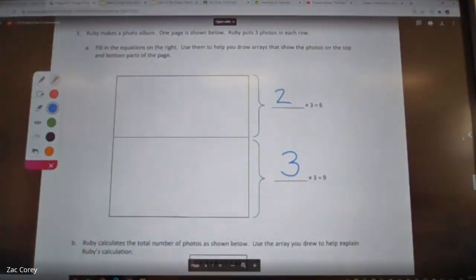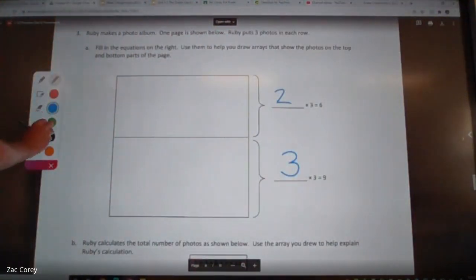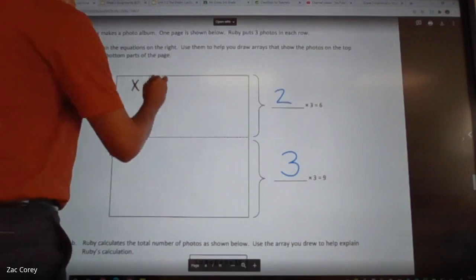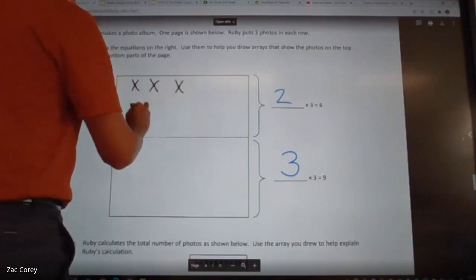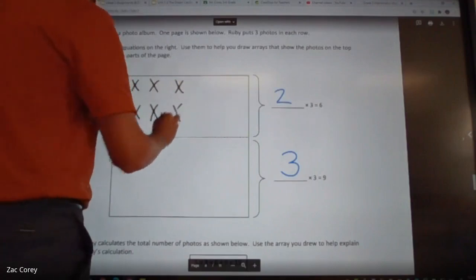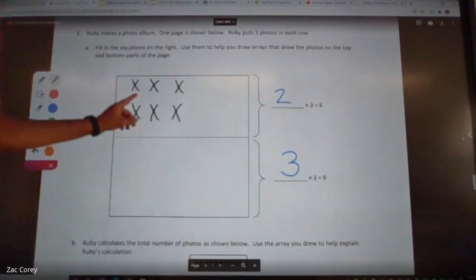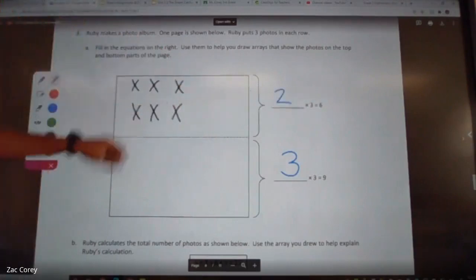All right, so what we need to do now is draw an array. We need to draw an array to show her photo album. So they want us to show how many pictures are arranged here. So we're going to use an X, and we're going to have 2 rows of 3. So 1, 2, 3, 1, 2, 3. So that shows the multiplication equation 2 times 3. And if you notice, we have a total of 6 x's.